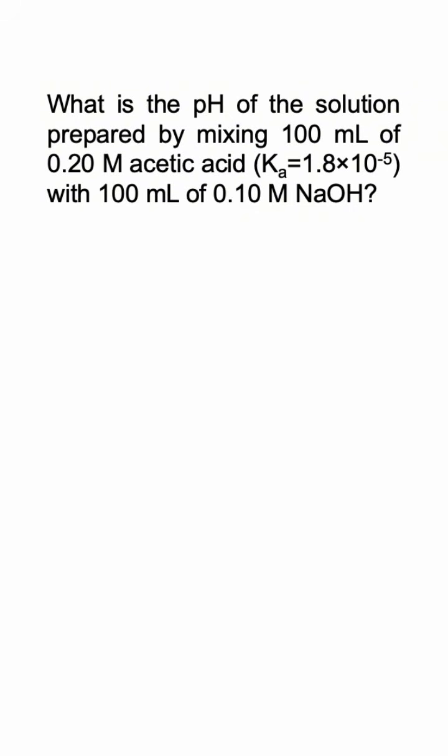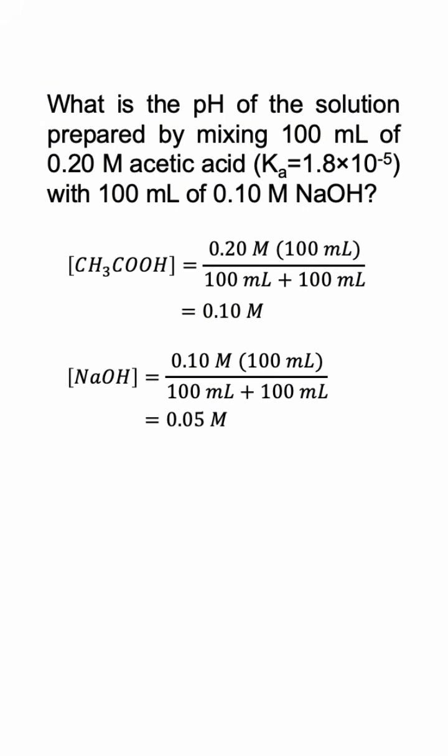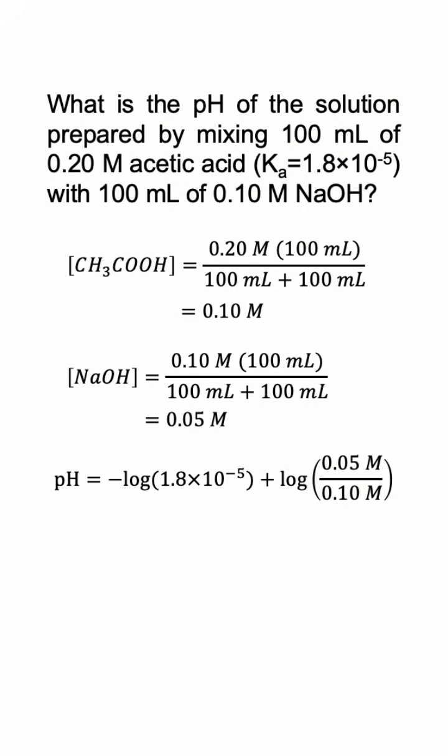So a common yet incorrect approach is to simply calculate the diluted concentrations of the components. So we have molarity times volume to get the number of moles over the total volume of solution. So doing that for acetic acid and NaOH solution, we have 0.10 molar for acetic acid and 0.05 molar for NaOH. If you directly substitute these into the Henderson-Hasselbalch equation, your answer is 4.44, and that is wrong.